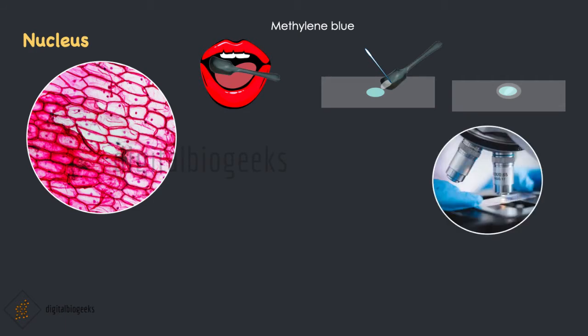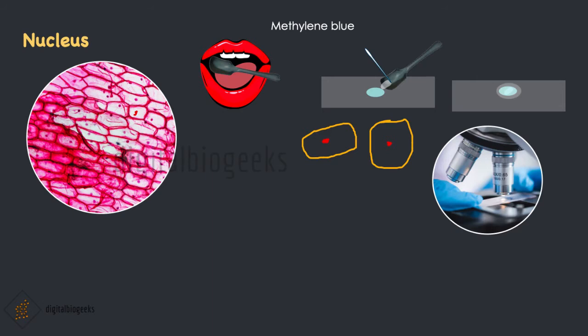We can see the cells. The cells will be like this. These are the cheek cells, and inside it, in the center, there will be a dot-like structure which is dark in color. This is the nucleus.